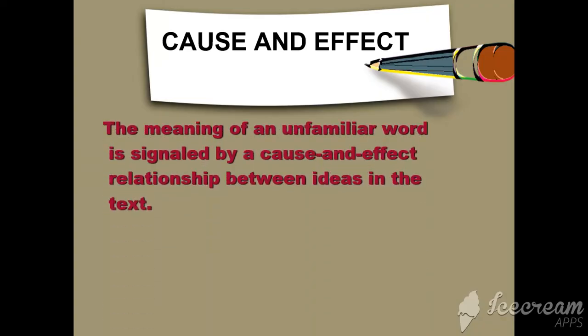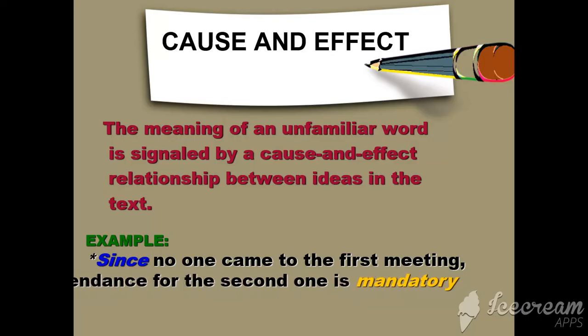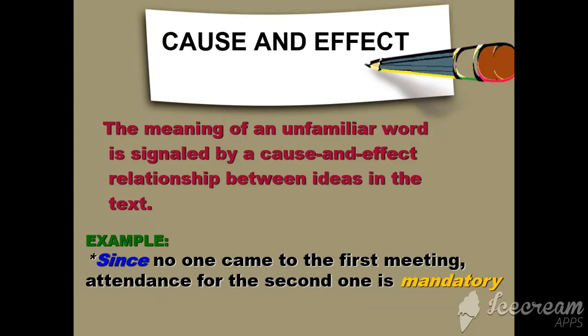Cause and effect. The meaning of an unfamiliar word is signaled by a cause and effect relationship between ideas in the text. Example. Since no one came to the first meeting, attendance for the second one is mandatory for all staff. So here we see that the cause is that no one came to the first meeting. The attendance for the second one is mandatory, or compulsory.